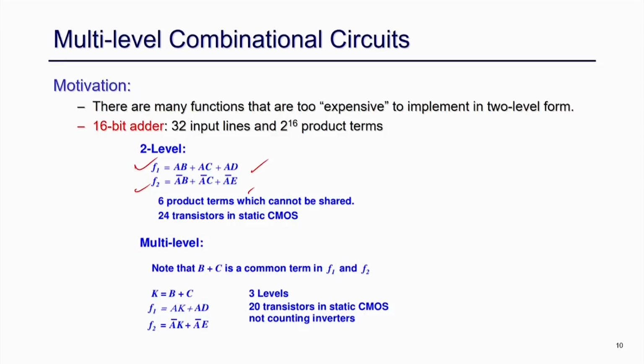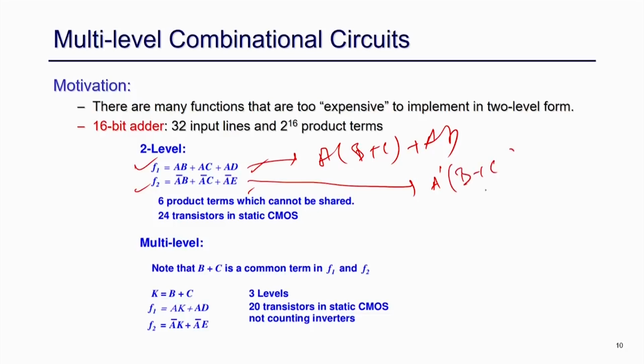But in multi-level, what you can see is that there is a common term here, A, right. So, we can represent F1 as A into (B plus C) plus AD, and F2 can be represented as A bar into (B plus C) plus A, right. So, I can see there is a common term, right. So, now if I represent it in 3 levels, I can compute this B plus C first, right, this is my B plus C, and then F1 is basically nothing but this is K.